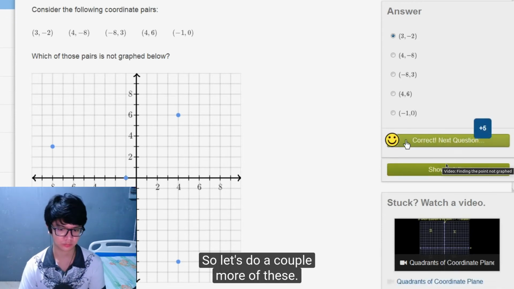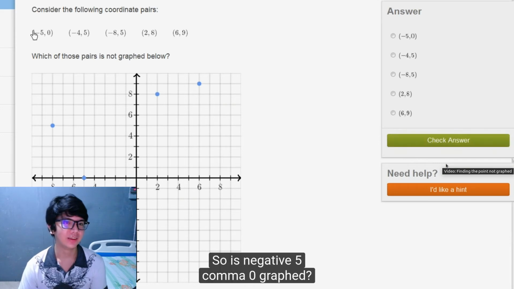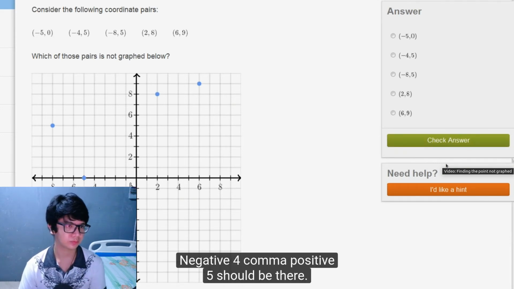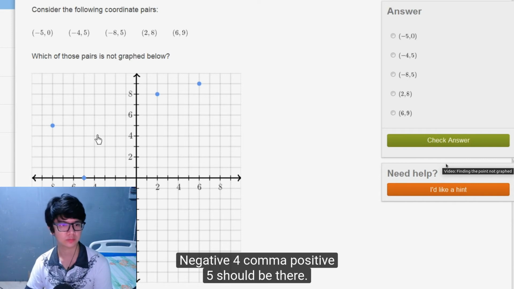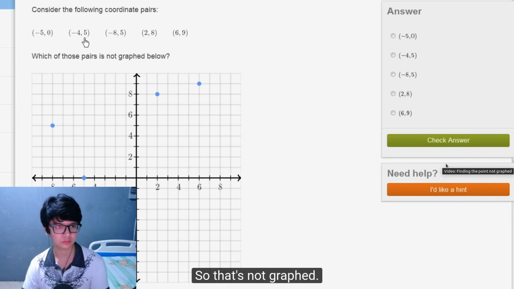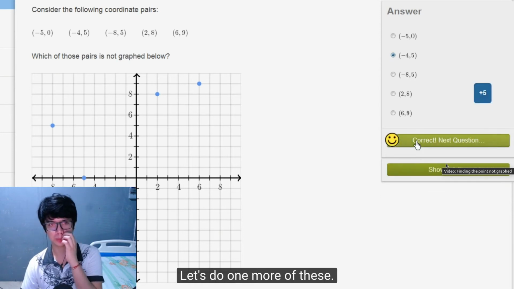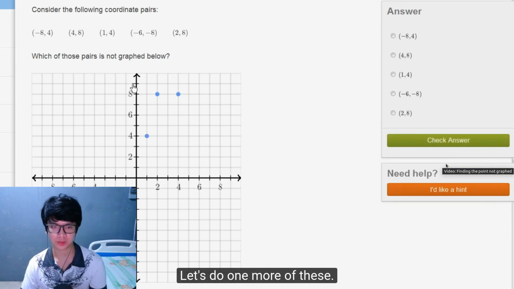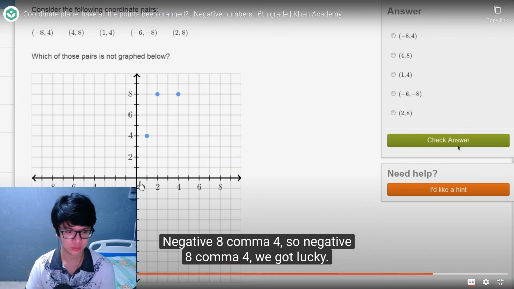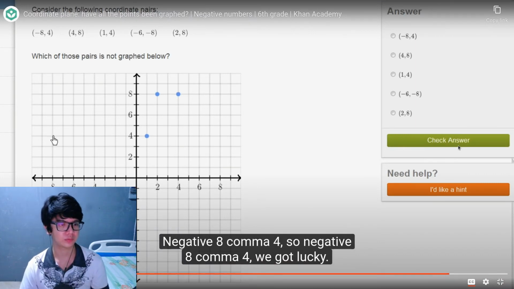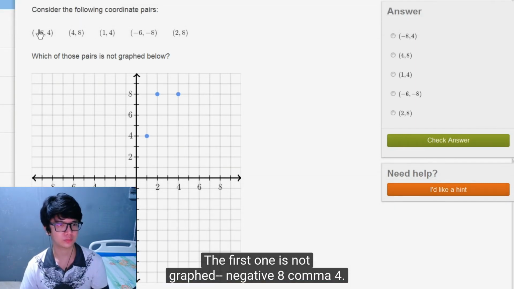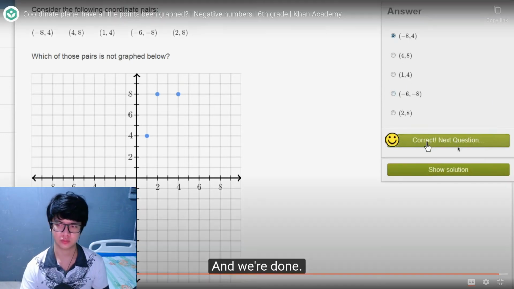So let's do a couple more of these. So is -5 comma 0 graphed? Yep, it's right over there. -4 comma 5 should be there, so that's not graphed. So we'll just select that one. Let's do one more of these. -8 comma 4. We got lucky. The first one is not graphed. -8 comma 4. And we're done.